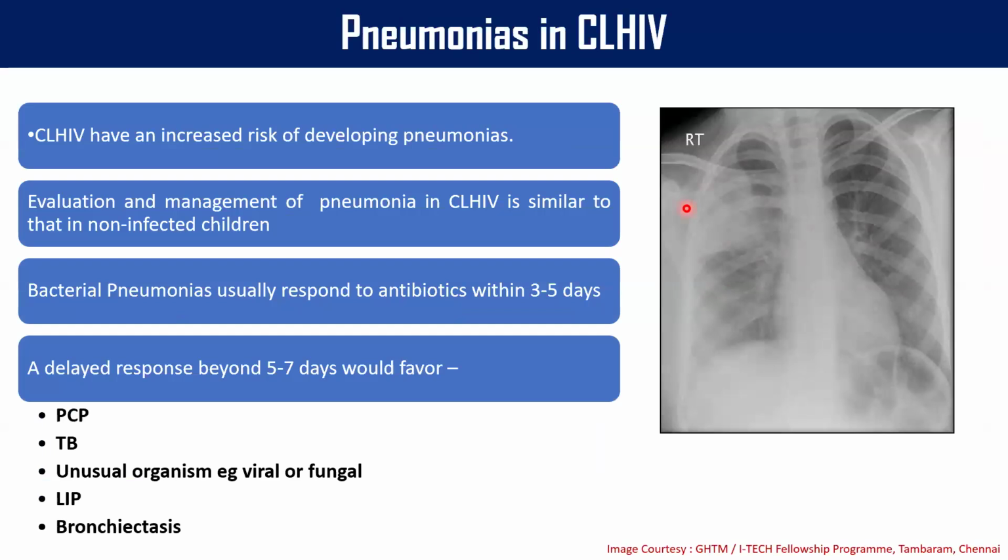Children, especially CLHIVs, are at increased risk of developing pneumonias. Evaluation and management of pneumonia in CLHIV is similar to that in any non-HIV infected children. So bacterial pneumonia usually responds to antibiotic within 3 to 5 days. Sometimes it may take a few more days. A delayed response beyond 5 to 7 days would favor an alternate diagnosis like PCP, tuberculosis, unusual organism, viral or fungal, LIP or a bronchiectasis.